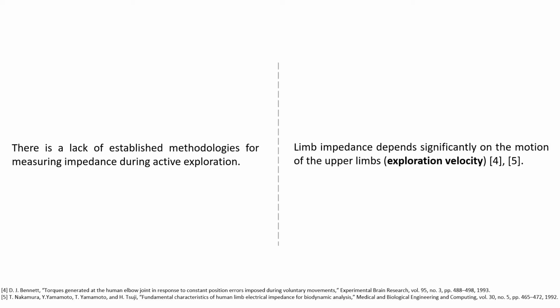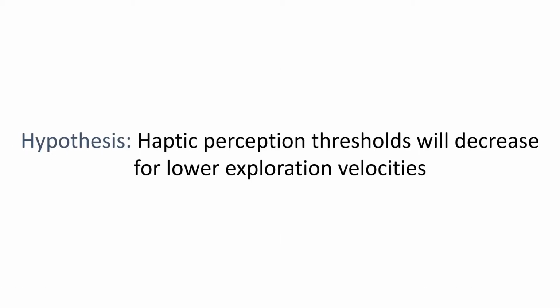We recognize that there is a lack of established methodologies for measuring impedance during active exploration. So we decided to focus on exploration velocity, since limb impedance depends significantly on the motion of our upper limbs. We hypothesized that perception thresholds will decrease for lower exploration velocities, and we focused on stiffness perception since it has been widely studied in literature.